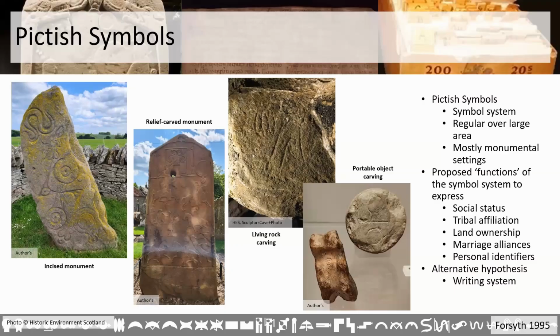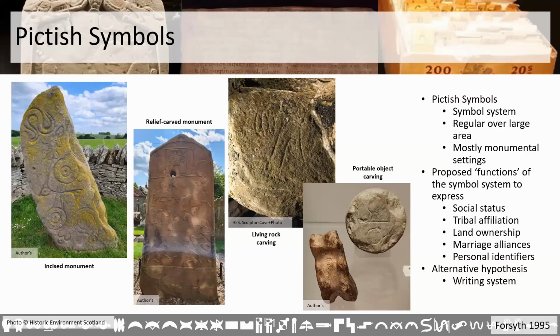But outside of these monumental contexts, we also see living rock. So caves, cliff faces, rock panels, although none as big as we just saw. And we also see portable objects. So here we have an incised bone object, and we also have a small incised stone disc.